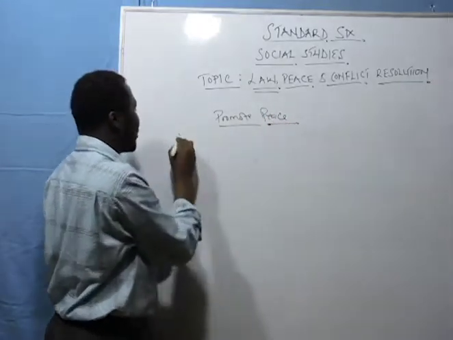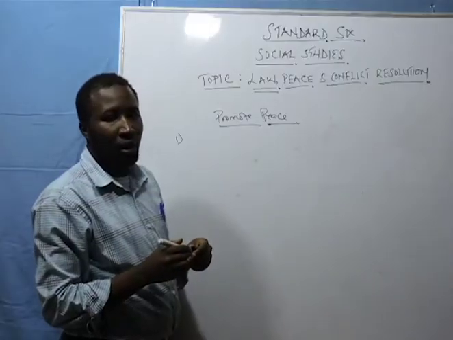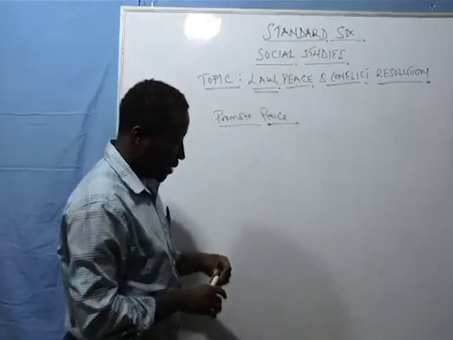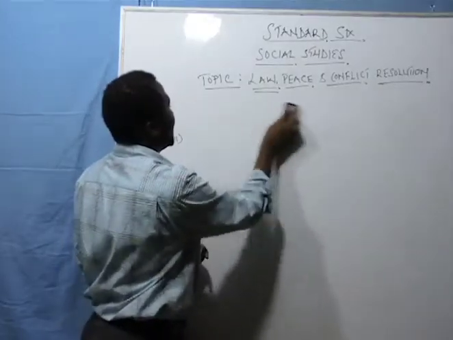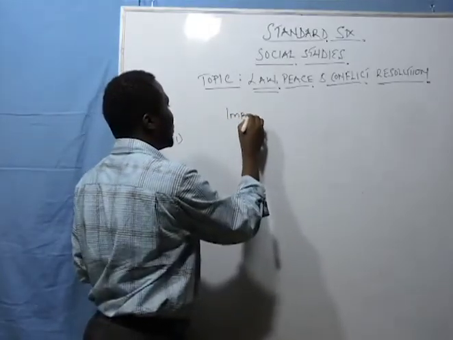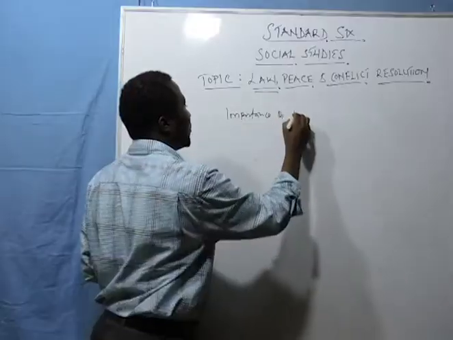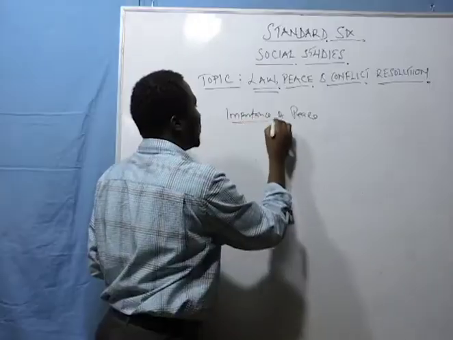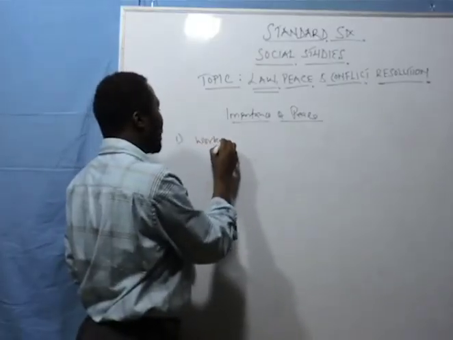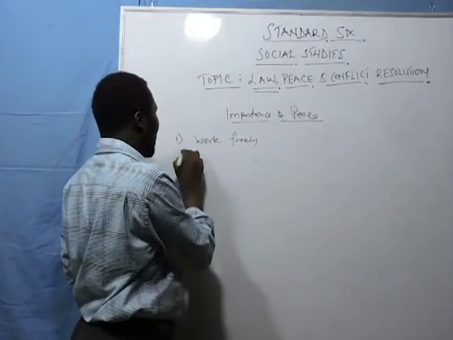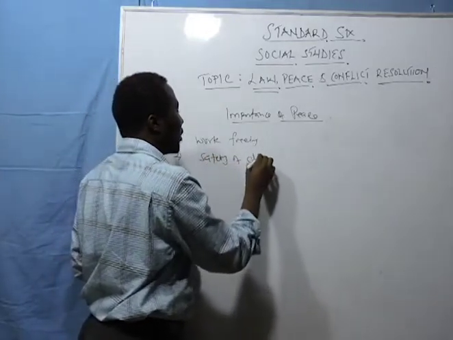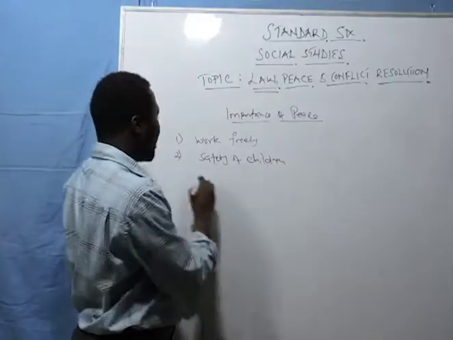Number one, the importance of peace: people are able to work freely. Number two, we have the safety of children. Children are able to be safe.